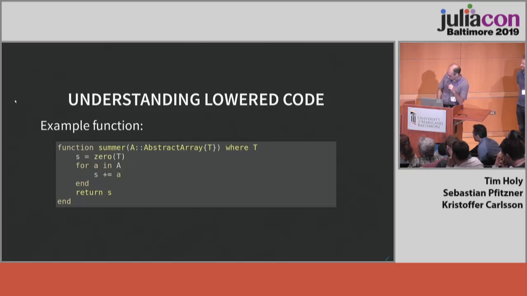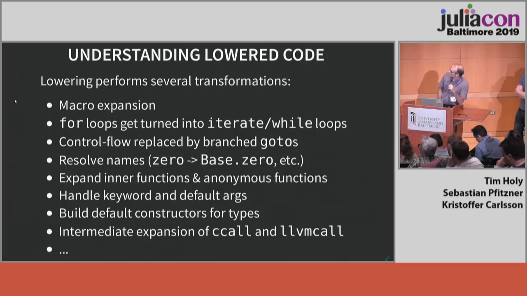I'm not going to give you by any means a complete walkthrough, but just an example function. So this is a function that simply sums the values that are in an array. So it uses some of the simpler constructs that are available in Julia. And what we're going to do is pass this through Julia's lowering pass. And the lowering pass, I'm not going to read these, but you can.